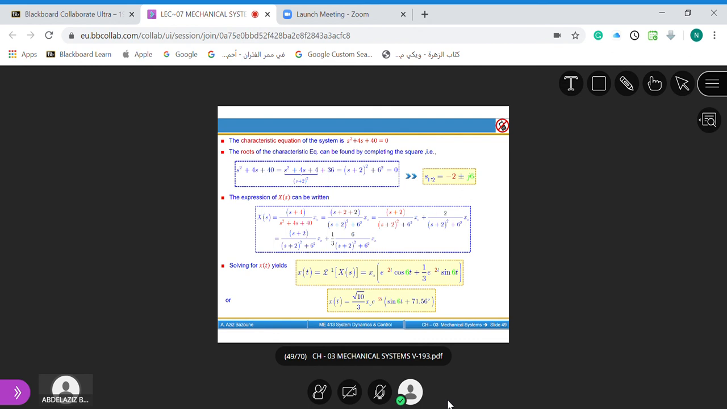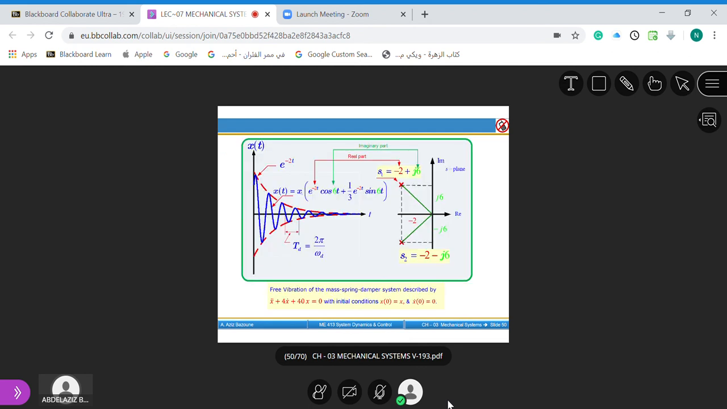I will show you later how we can simplify a cosine term with a sine term into only one equation containing either sine or cosine. So at the end of the day, this will be (√10 over 3) x0 exponential of minus 2t sine (6t + 71.56°). The response will be a decaying response because of the exponential minus 2t. The response will look something like this. I will explain this, inshallah, in the next lecture. We will start the next lecture from this solution.